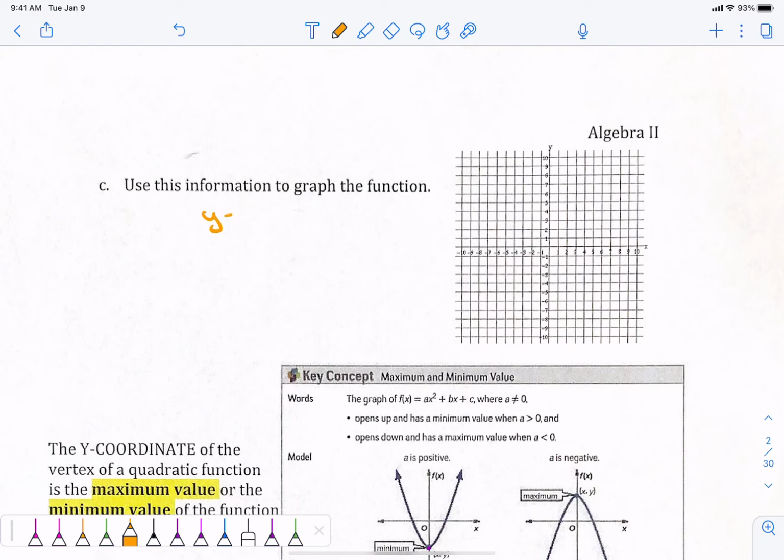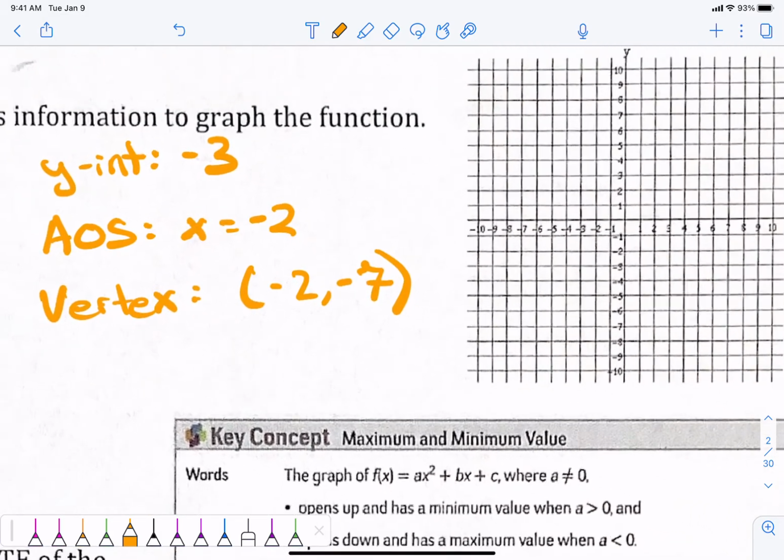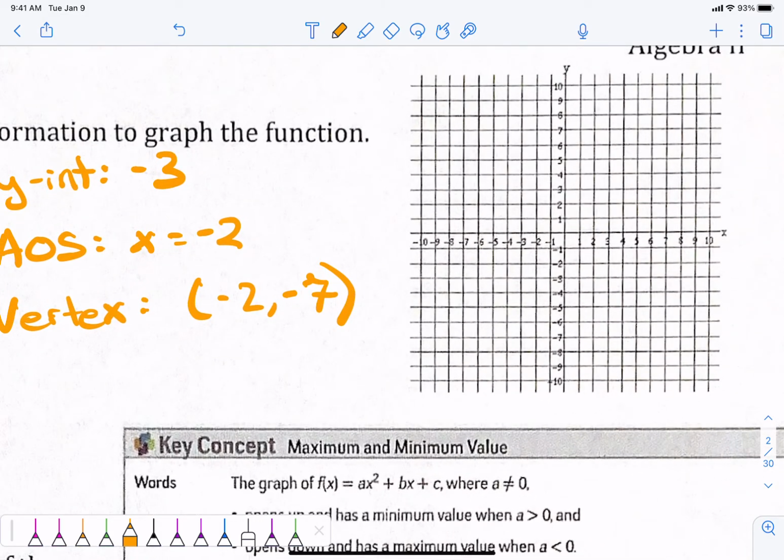What was the y-intercept again? The y-intercept was -3, okay. The AOS was x equals -2, okay. And the vertex was -2, -7. All right, now you go to the back side and copy this down. Okay, then we're going to plot him and we're going to graph, and that's it.